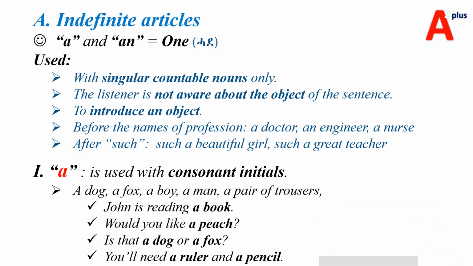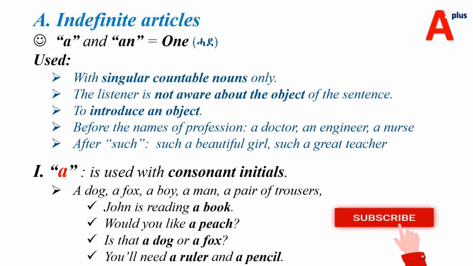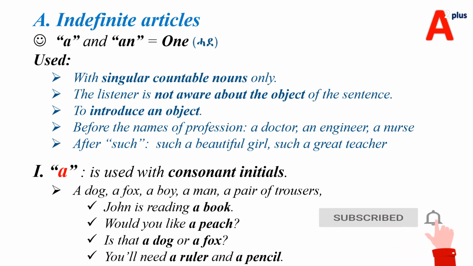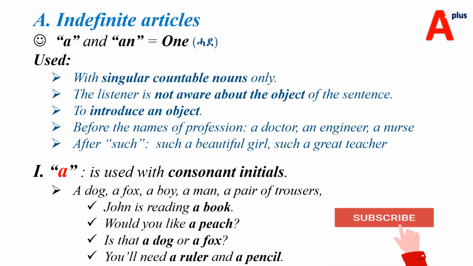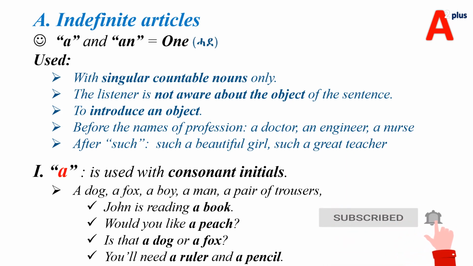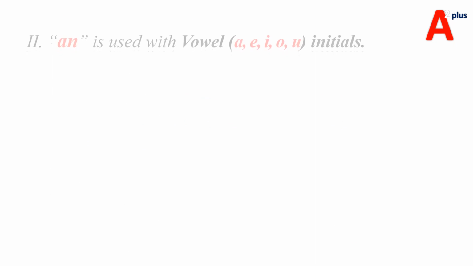A dog, a fox, a boy, a man and etc. Okay. John is reading a book. Would you like a peach? That is a dog. Is that a dog or a fox? You will need a ruler, a pencil.